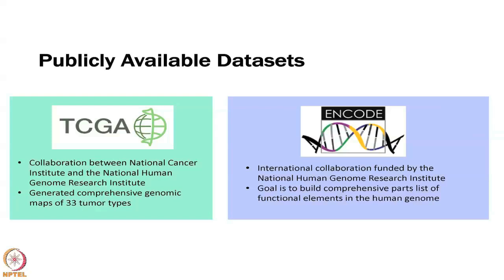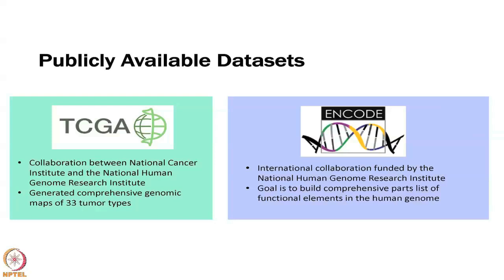Okay. So the last thing I wanted to just touch on was these publicly available data sets. So the first is the TCGA. Has anyone heard of the TCGA? Some people. You're going to hear a lot about it this week. So the TCGA is a collaboration between the National Cancer Institute and the National Human Genome Research Institute. And what they have done is generated genomic maps of 33 tumor types.